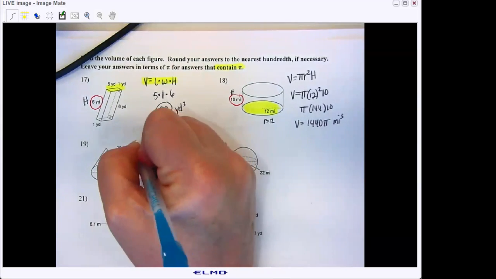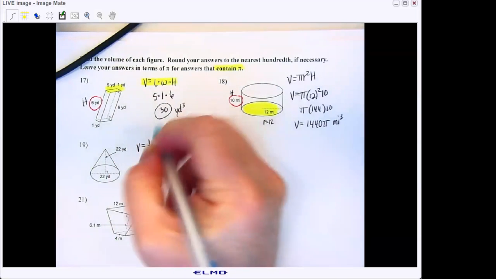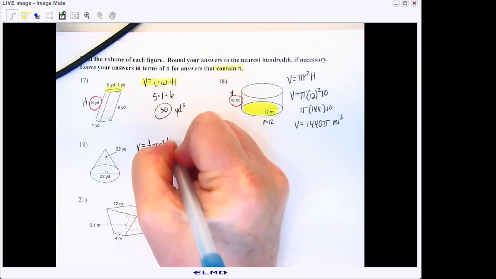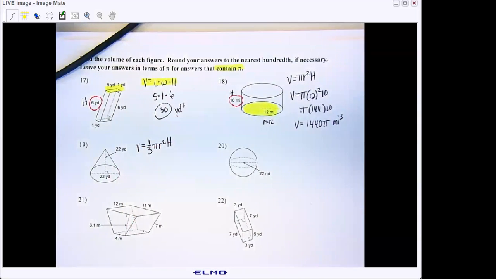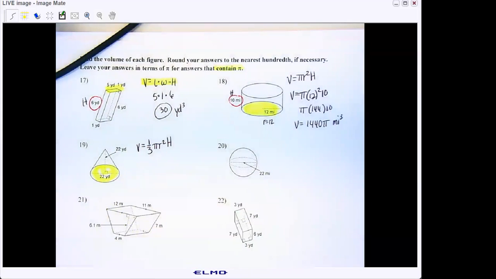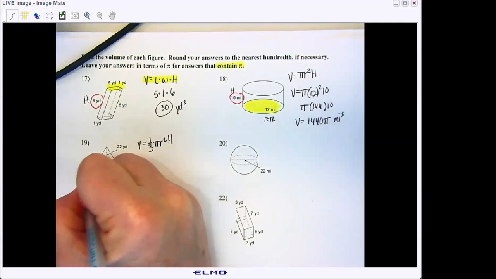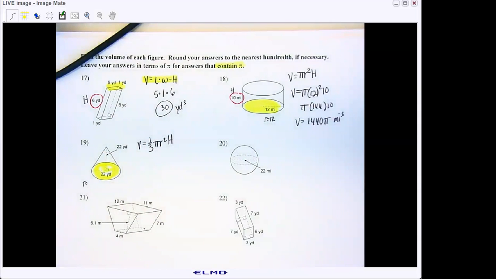Okay, for 19, volume equals 1/3 pi r squared h. Because here's your circle. Identify your R. So in the chat box, tell me what is R? Just in the chat box. Tell me what's R. This is an opportunity to participate, people. Thank you. Awesome. Tell me what R is.